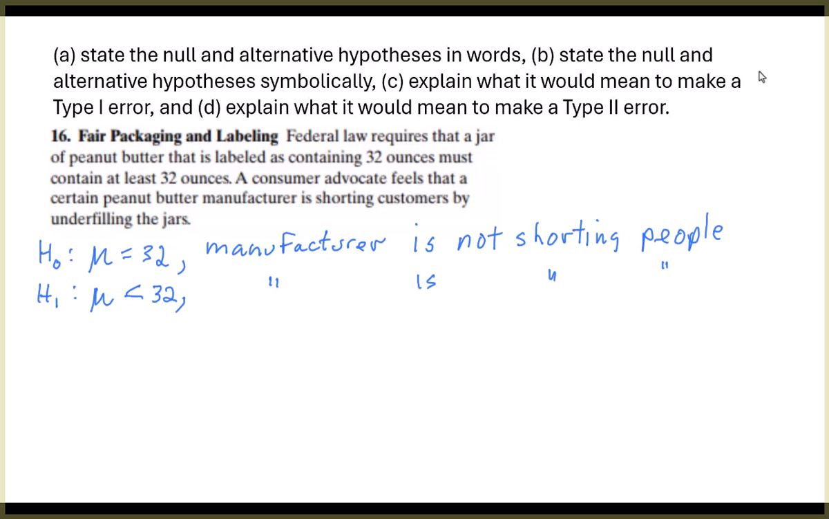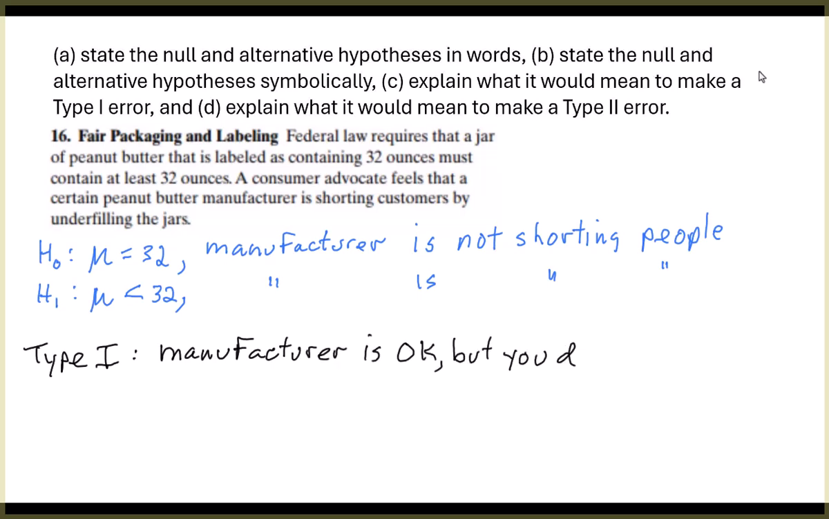Again, we're not actually doing a test that starts in section 10.2. Type 1 error. The manufacturer's telling the truth. But we don't believe him. He's doing everything right. And our testing indicates he's not. So we don't believe him. Any ramifications? Well, yeah.